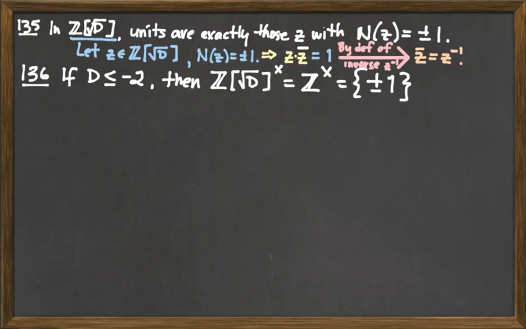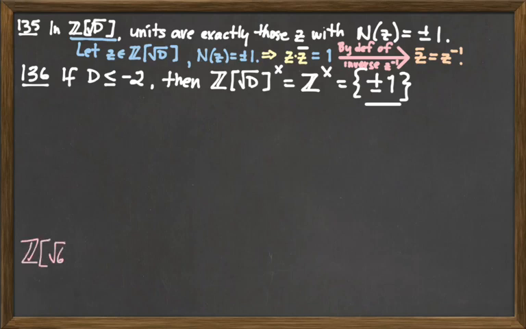Having established that units are exactly those elements with norm plus or minus 1, in 136 we're showing that the only units in Z adjoin square root of d, when d is less than or equal to negative 2, are plus or minus 1. We can't get any more interesting examples. On Tuesday, we saw an interesting example in Z adjoin the square root of 6.